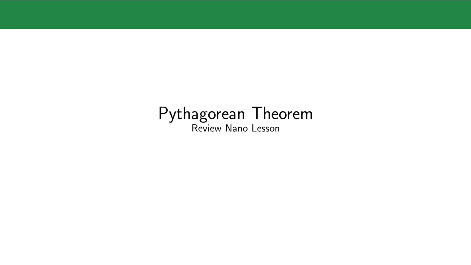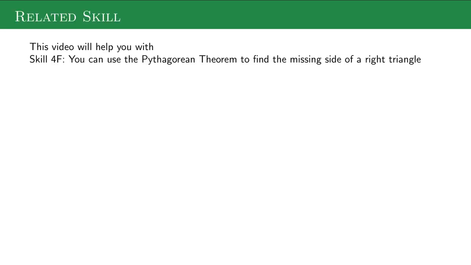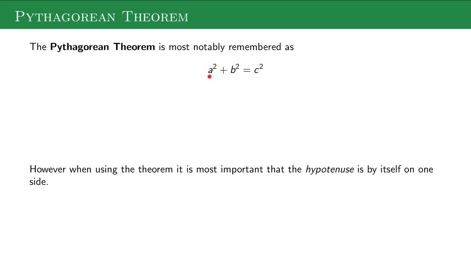In this Nano review lesson, I'm going to review the Pythagorean theorem. And it's going to help you with skill 4F, which is using the Pythagorean theorem. So the Pythagorean theorem says a squared plus b squared equals c squared. That's probably the way all of you know it. The important thing is remember c squared is the hypotenuse of the right triangle. The hypotenuse has to be the one by itself.